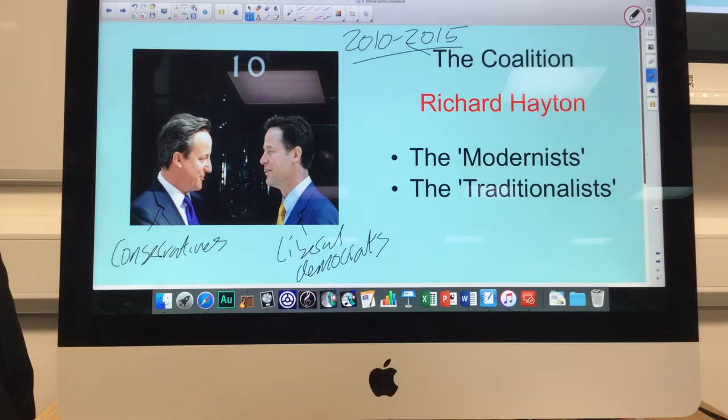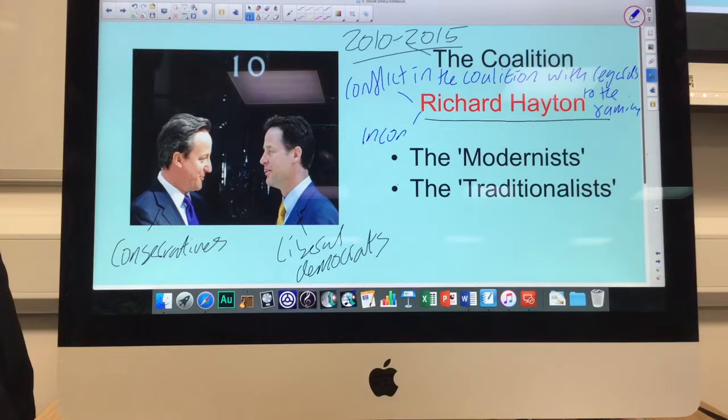And what Richard Hayton argues is that there's a lot of conflict in the coalition with regards to the family. So, conflict in the coalition with regards to the family. And as a result, it made their policies quite inconsistent. Inconsistent focus, we'll put. So Richard Hayton says the coalition had a bit of an inconsistency when it came to family policy and what they were talking about.